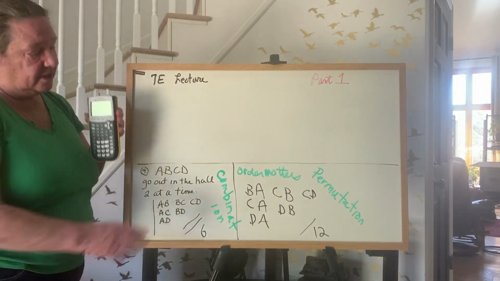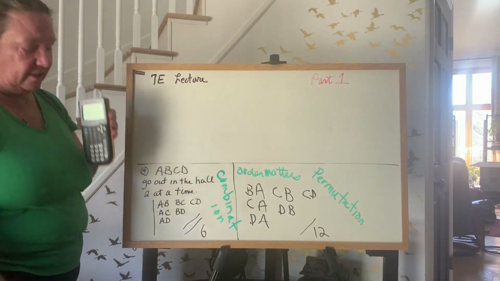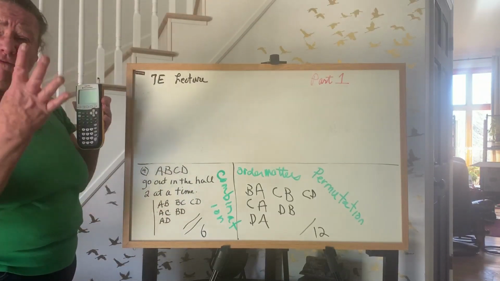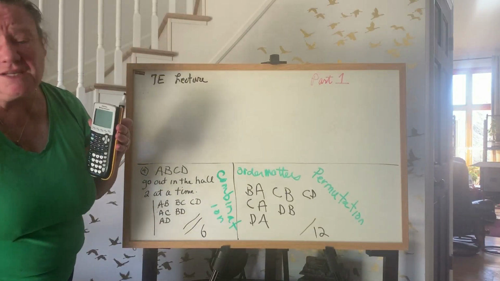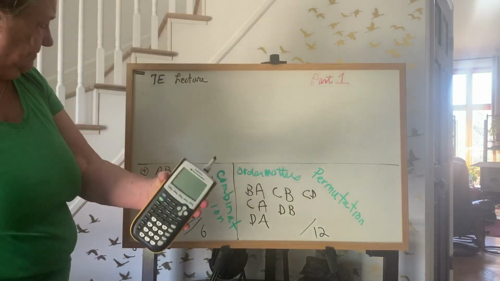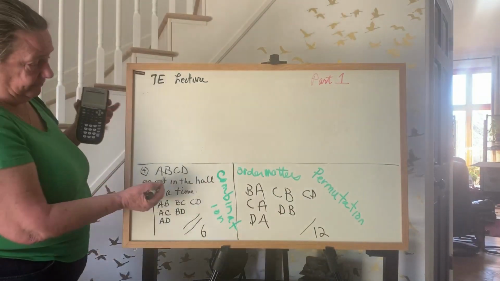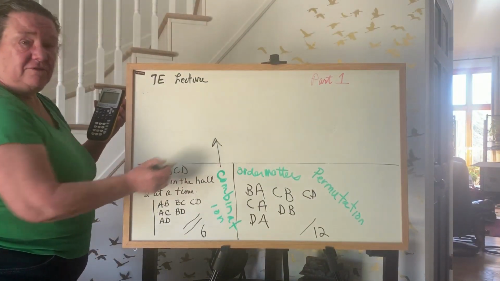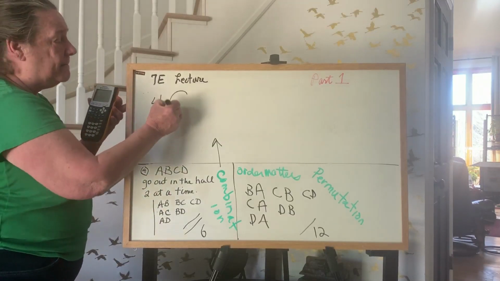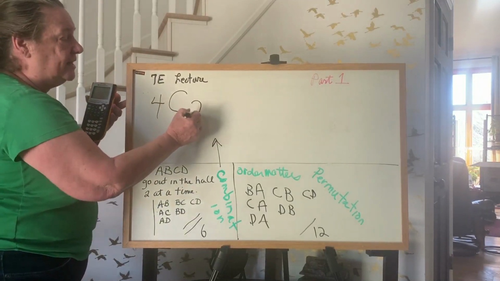Okay, now we're going to do these same problems on our calculator because we don't want to be writing these out each time, especially if it was 4 people taking 3 at a time. That would be very tedious. So, on the big calculator, we're going to do combination first. We have 4 people combined 2 at a time.